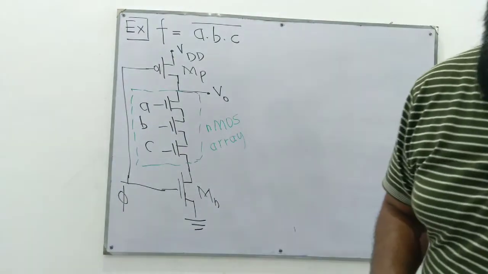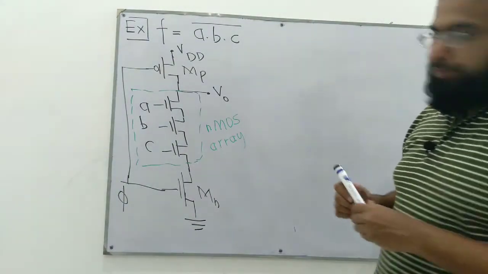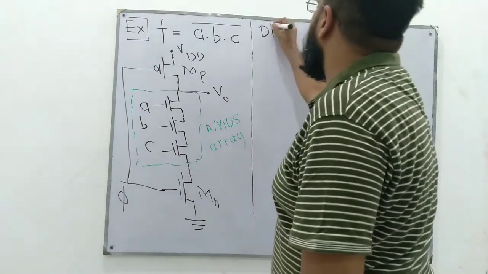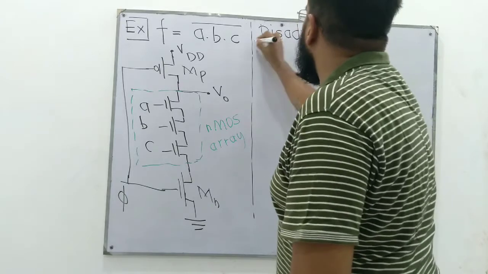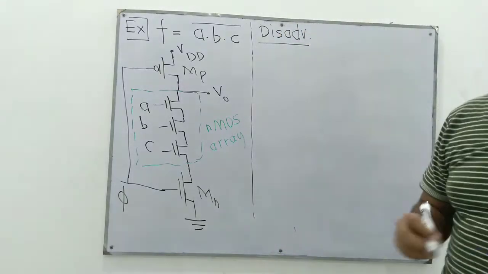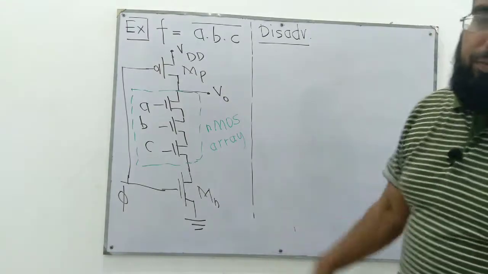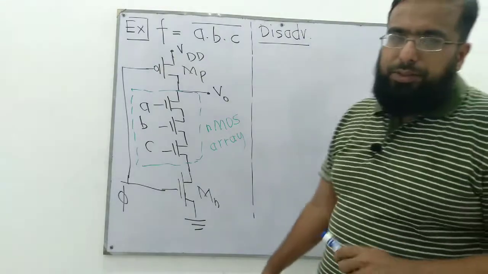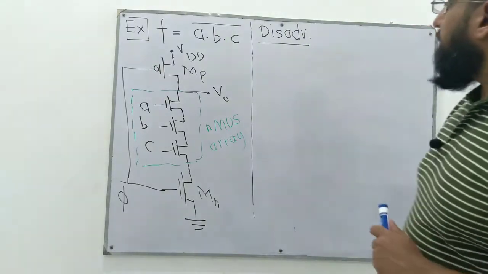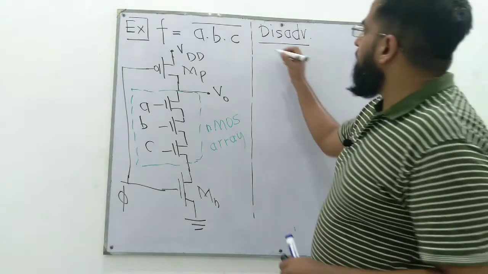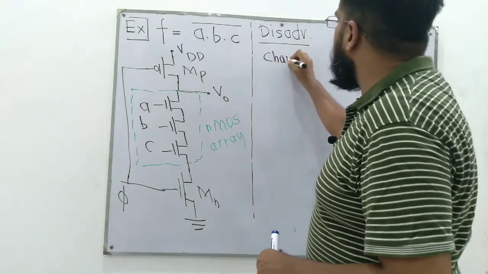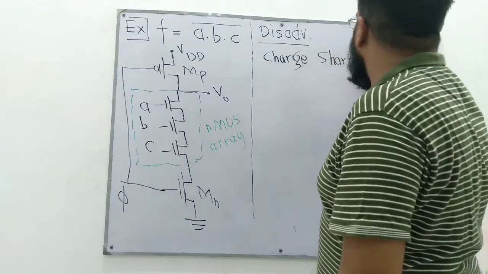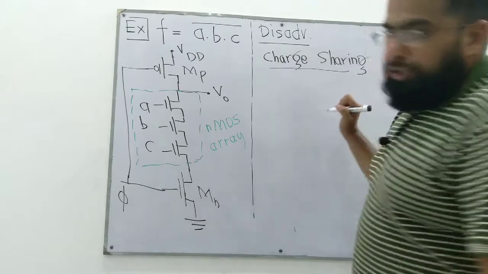And then we have to discuss some disadvantages. Up till now, this seems to be an advantageous circuit, the dynamic CMOS, because we need a smaller number of transistors, and it is fast. It is faster compared to CMOS. But we have some disadvantages. The major disadvantage is the charge sharing problem.